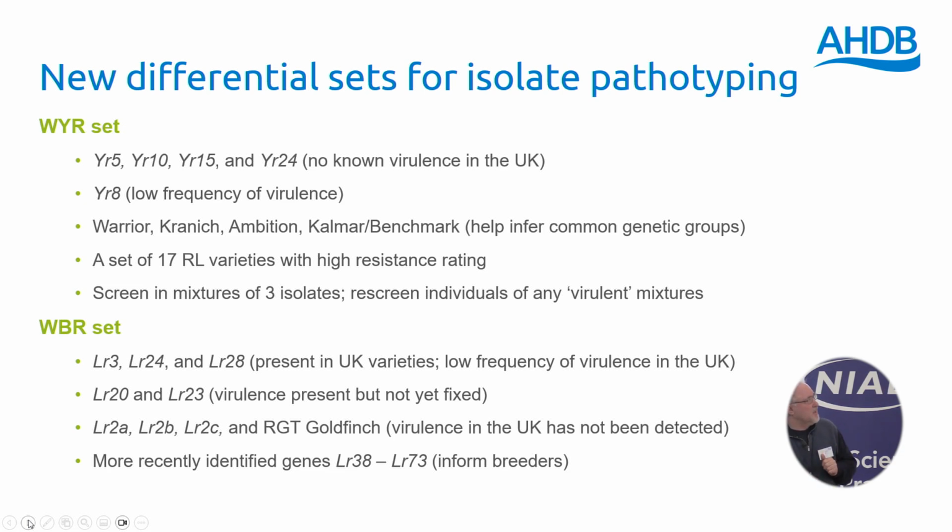And the rest of the differential set will comprise 17 recommended list varieties with the highest disease-resistant rating. Again, I think it would provide useful data for growers. If we see any breakdown of resistance in the most highly rated varieties, I think that will be important. The way the screen will be carried out this year is, instead of using individual isolates, we will use mixtures of 3 isolates. If we see any breakdown or any virulence in the mixture towards a particular resistance gene, we will rescreen the isolates individually.